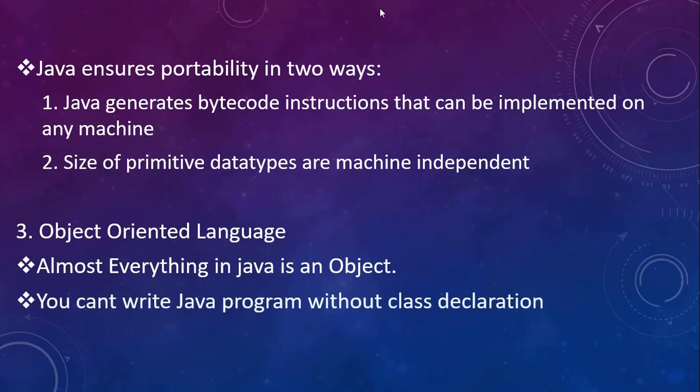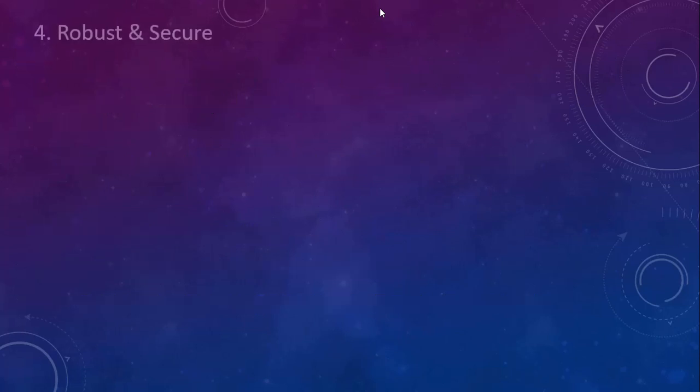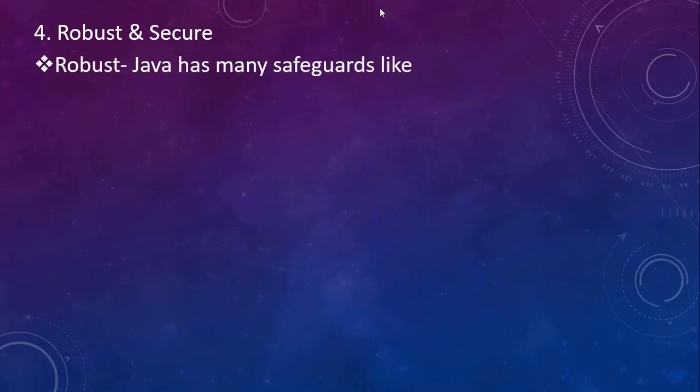So you can't write a Java program without a class declaration. Even if you want to write a simple hello world program, you need to write a class and you need to create an object of that class. Otherwise, you will not be able to run the program. That's why I say that Java is a fully object-oriented programming language. Java is robust and Java is secure.